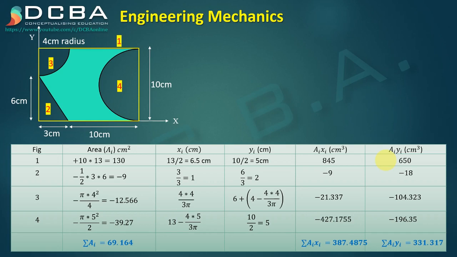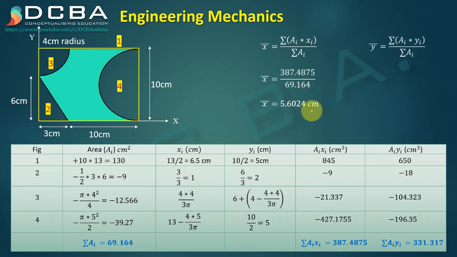So now it's pretty much simple. X bar is summation AiXi upon summation Ai, which is 5.6024 and y bar will be 4.79031. So if we try to plot it, it will be 5.6, right? So it has to be somewhere around here. This would be one of the axes, and 4.79, so somewhere here would be the axis. So this is the centroid G, which is at 5.6024 comma 4.79031, right?